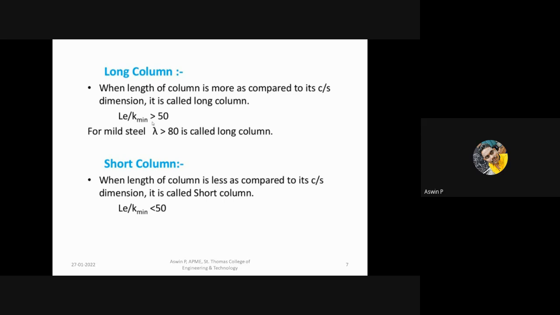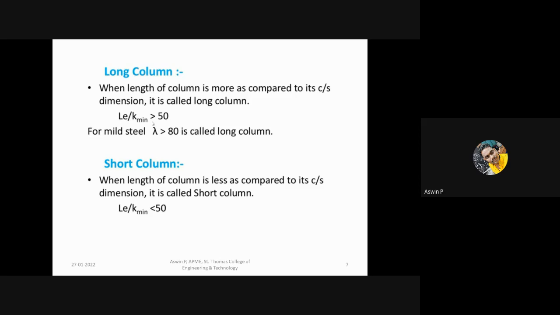Write a subheading. This is exactly the opposite: short column. That is, when LE divided by K min is less than 50, it is known as a short column. In the case of mild steel, lambda greater than 80 is taken as a long column, and if the slenderness ratio is between 50 and 80, that is known as a medium column. As we have application of both terms, short column properties as well as long column properties will be there for a medium column.